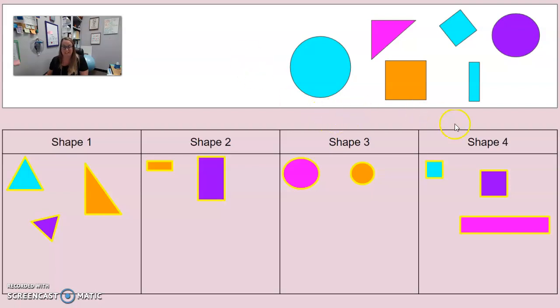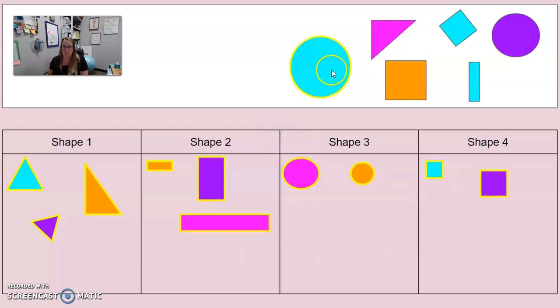Oh, you're right. This is my special rectangle that has 1, 2, 3, 4 sides that are all the same size. That's also known as a square. This one, the sides are not all the same size. So it can't go in bucket number 4, so it has to go to bucket number, hopefully you said 2.